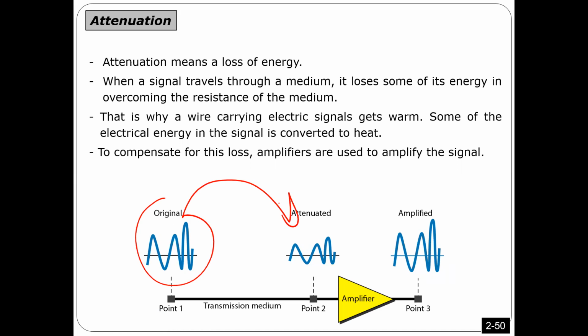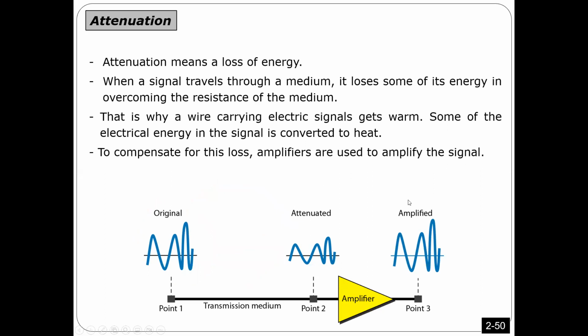This is something normal. When this signal is propagated from here to here, it faces resistance. Because of facing resistance, the signal is going to lose some energy in the form of heat. That's why you can find some cables that are warm. So this is something normal, and we cannot do anything about it.